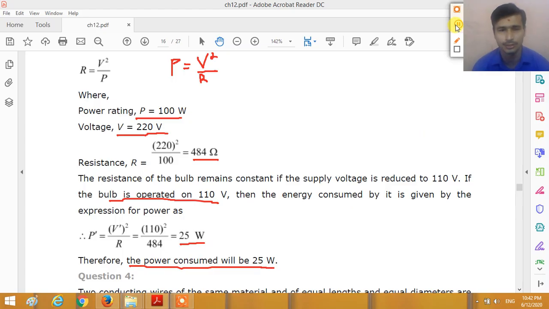Understand or not? Yes, we use only this formula, but to calculate the resistance we take the rated voltage, and to calculate the power consumed we take the given supplied voltage.